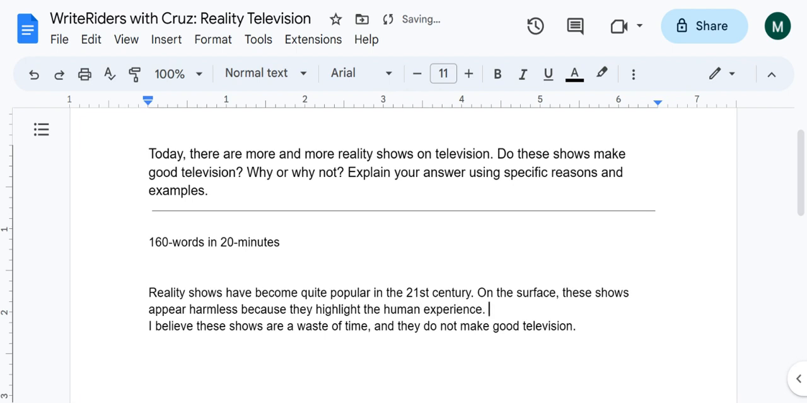Okay, writers, I was thinking of everyday experiences, but it really depends on the reality show, because sometimes they are not everyday experiences. So it just depends on the show. So I'm just going to say on the surface, these shows appear harmless because they highlight the human experience. Or maybe I'll say on the surface, these shows appear interesting because they highlight the human experience.